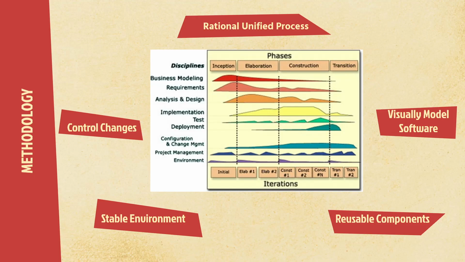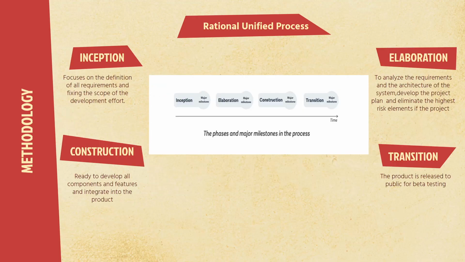The methodology we used in our project is the Rational Unified Process. The reason we chose the Rational Unified Process is for controlled changes, stable environment, reusable components, and visually modeled software like UML. There are a total of four phases in the Rational Unified Process. First one is inception, second one is elaboration, third one is construction, and fourth one is transition.